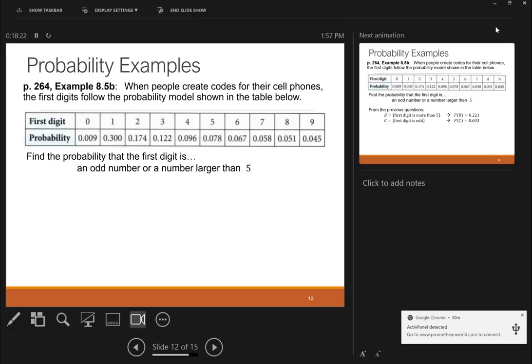So when you're doing this, you must do it the way that Brooks described, by just adding the probabilities of 1, 3, 5, 6, 7, 8, and 9 together. You cannot take your answer for odd plus your answer for larger than 5, because you've counted 7 and 9 twice in doing so. Does everybody see that?